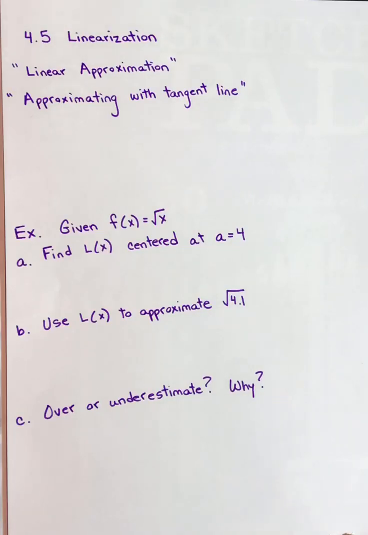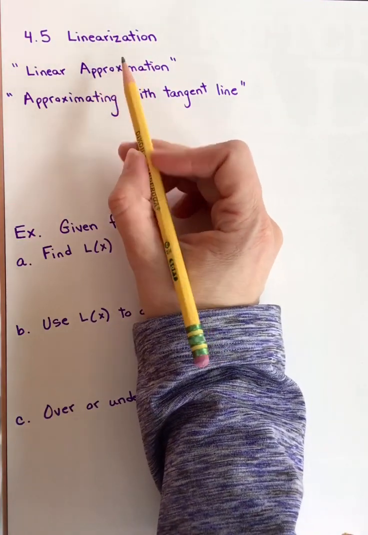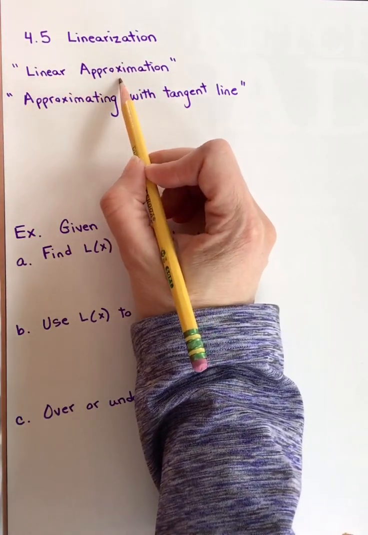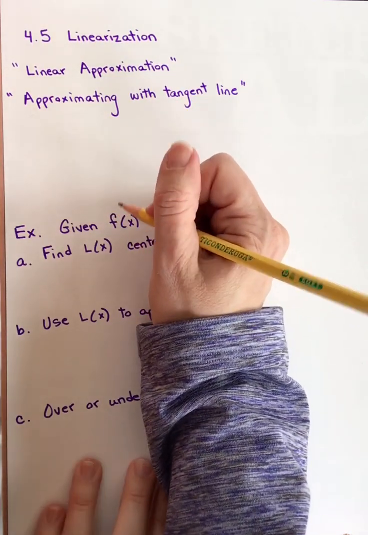Hi Pirates, we have made it to another fan favorite in the world of derivative applications. This one sounds super fancy, but I promise you we already know how to do it. This lesson is called linearization, which is also sometimes referred to as linear approximation, which really at the end of the day just means you are approximating with the tangent line.